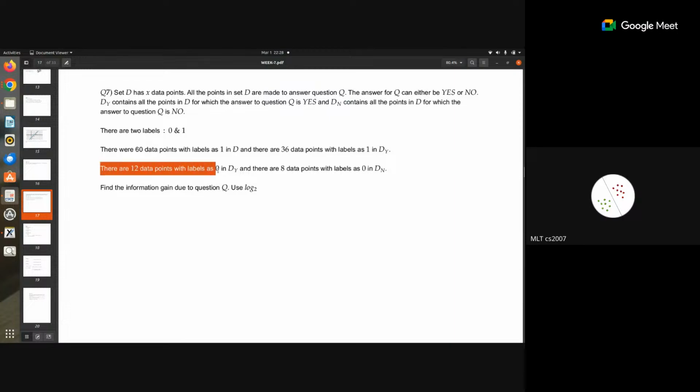There are 12 data points with label 0 in Dy, and 36 with label 1 in Dy. So 48 points are there in the Dy data set. What about Dn? In Dn, we have 8 data points with label 0, but we don't know about the label 1 points. So 1 is X minus 56. There are a total of 60 with label 1, and 36 go into Dy. So how many will go into Dn?